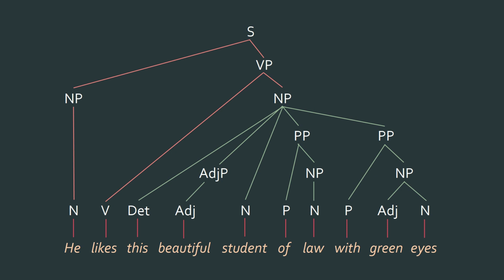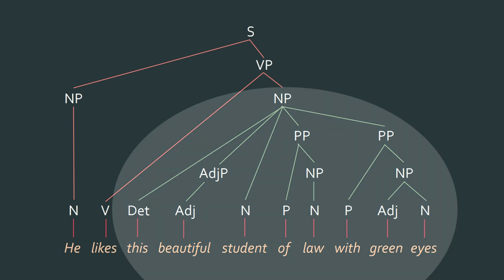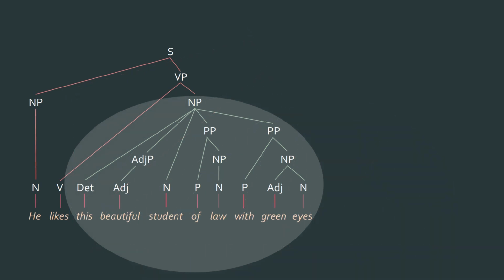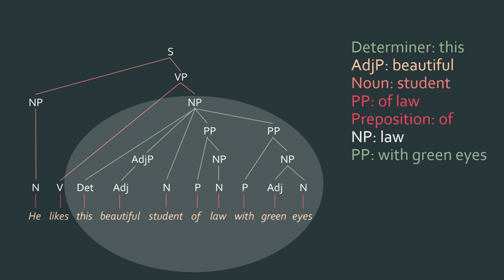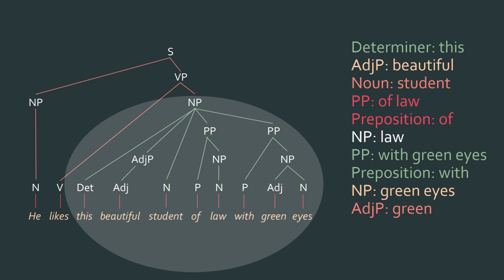Let's focus on the noun phrase, which is highlighted in light gray, and make a list of its constituents. We see a determiner, this, an adjective phrase, beautiful, a noun, student, a preposition phrase, of law, a preposition, of, a noun phrase, law, a preposition phrase, with green eyes, a preposition, with, a noun phrase, green eyes, adjective phrase, green, and finally a noun, eyes.